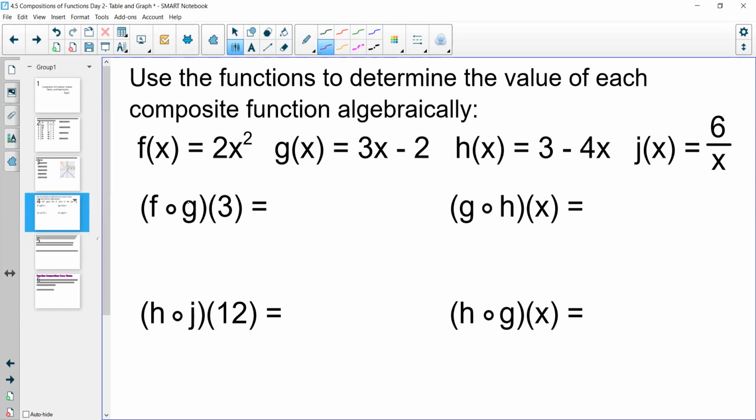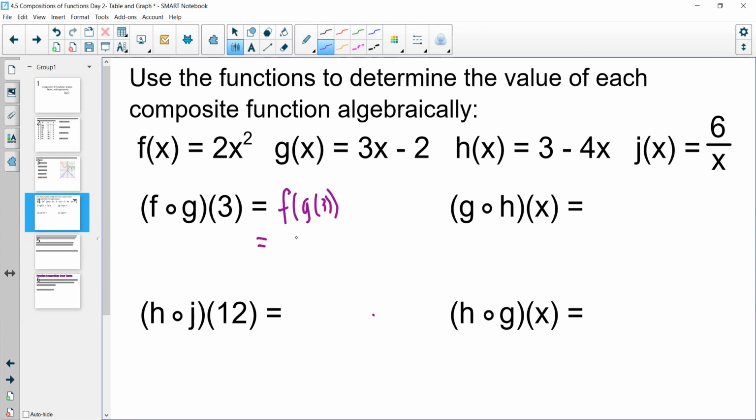Now remember, f composed of g of 3 is the same as f of g of 3, meaning that what I can do is evaluate my function when g equals 3, and then whatever that evaluation is, then evaluate f of x at that number. So let's take a look at this here.